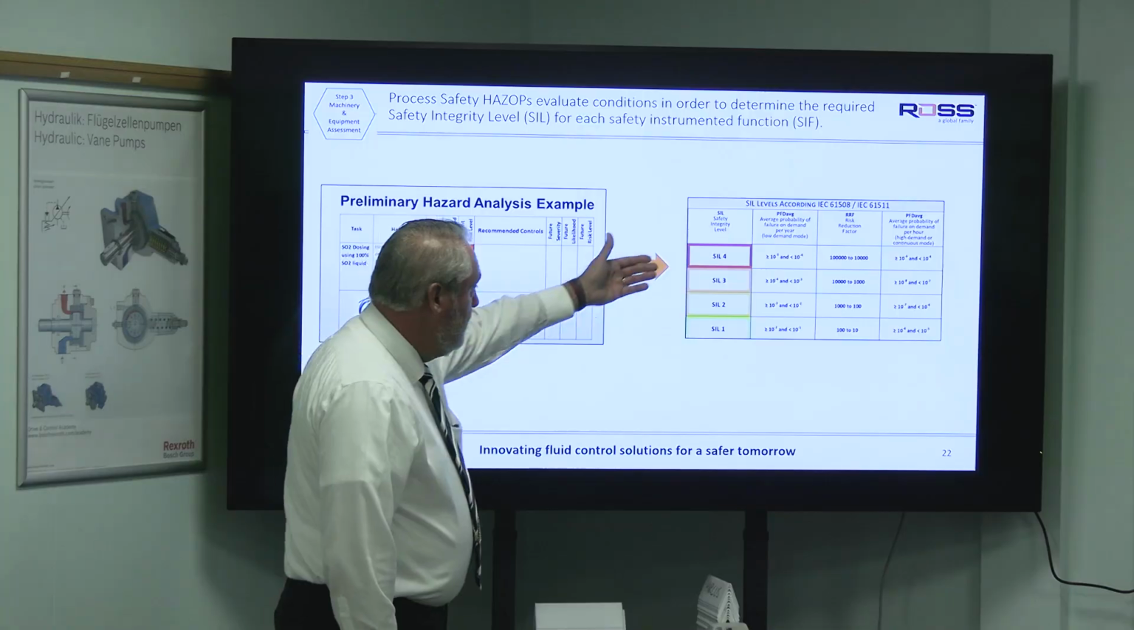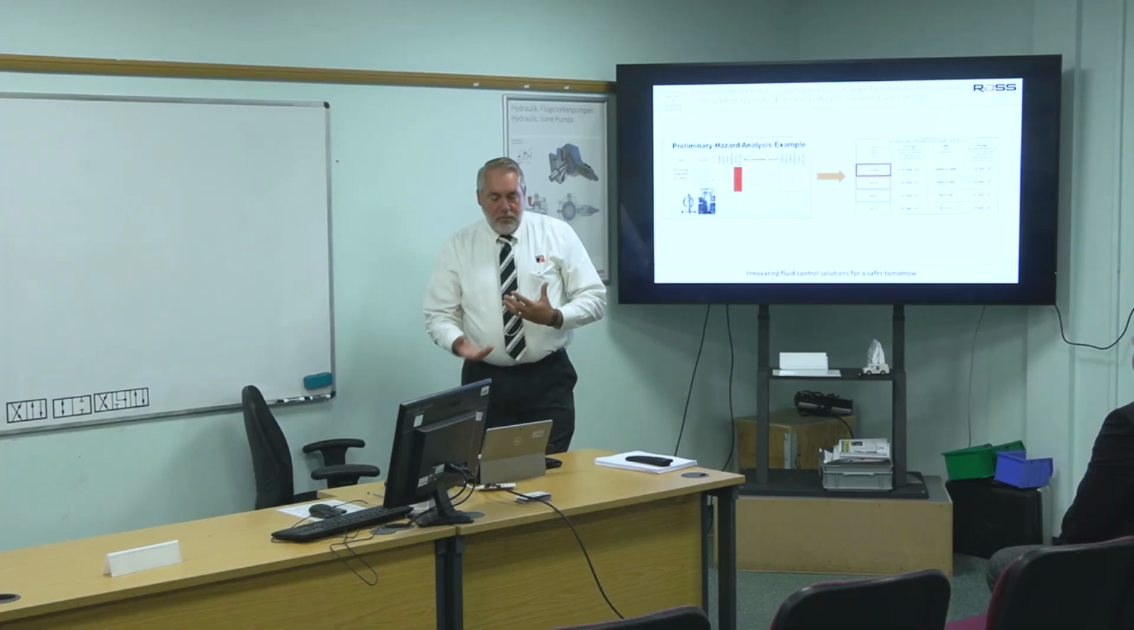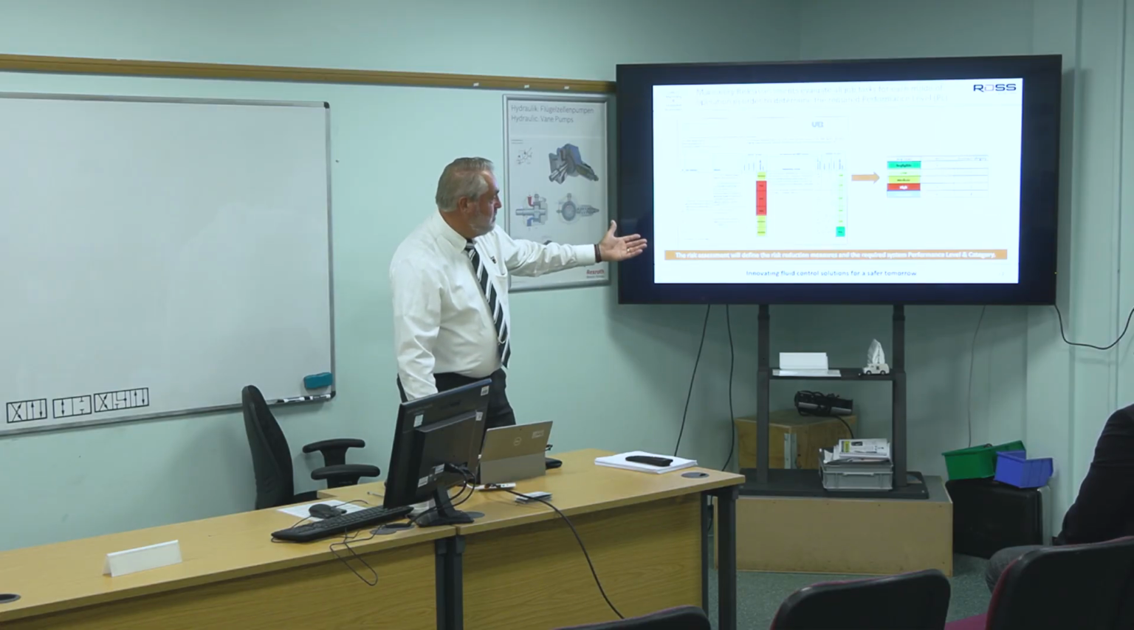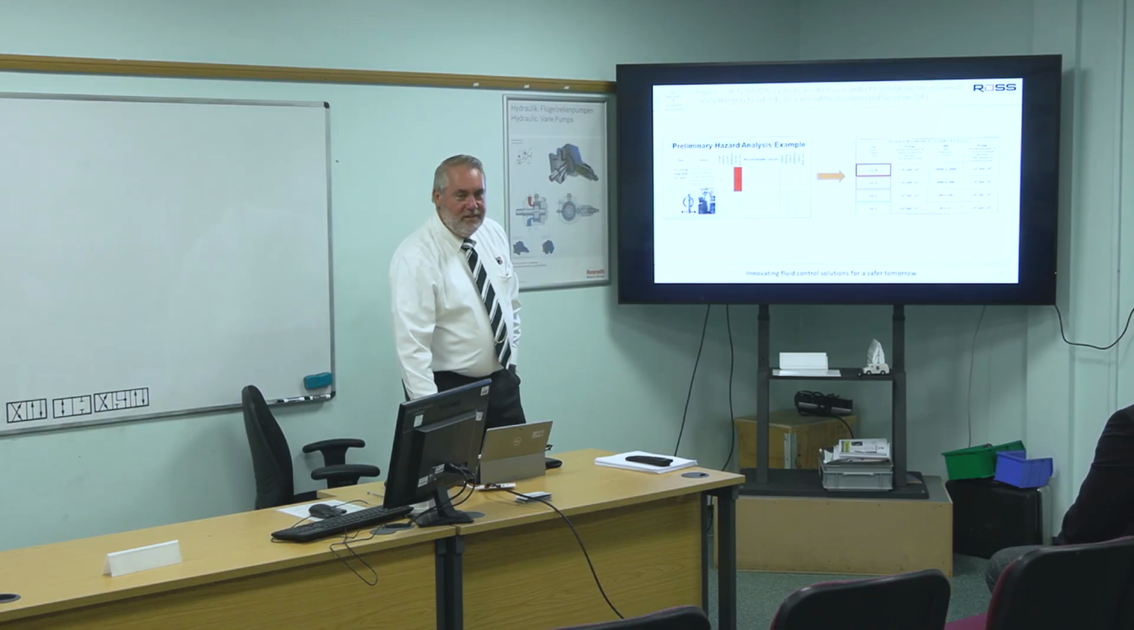That risk level then lines up with something called SIL levels, safety integrity level. So it's a little bit different. The machine safety, like I said, is using performance levels. Process safety is using SIL levels. It's still the same type of assessment, but we're looking at things a little differently.